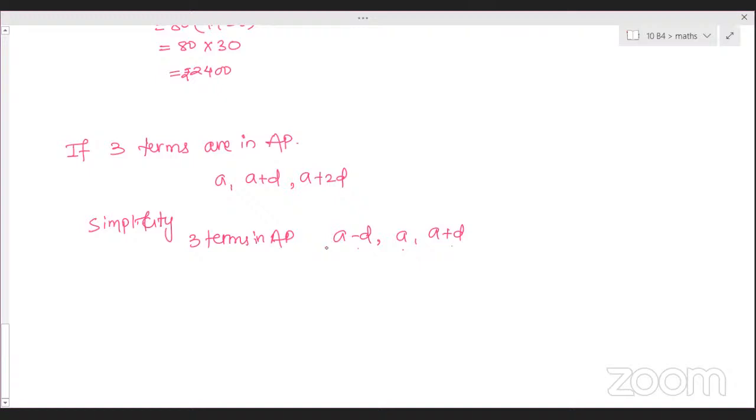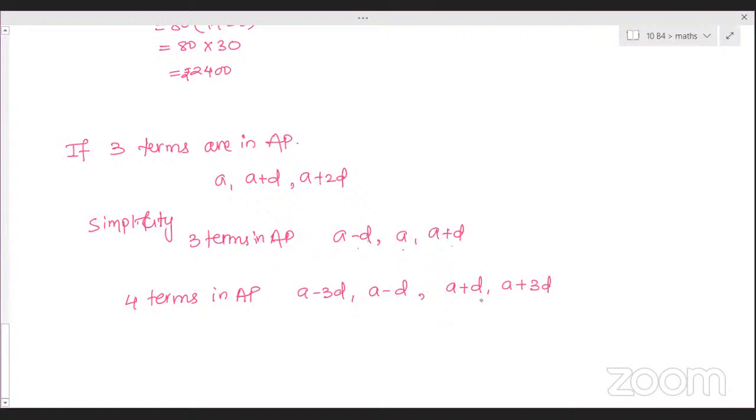So whenever the question is asked, if 3 terms are in AP, the sum of them is this one, and the product of those 3 is something, in that case you have to consider the 3 terms in AP as A minus D, A and A plus D. And when 4 terms are in AP, then it will be A minus 3D, A minus D, A plus D, and A plus 3D.